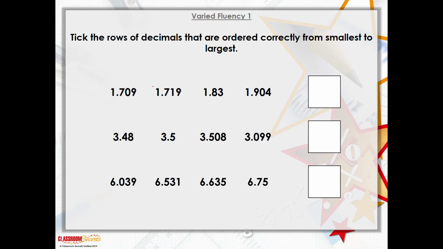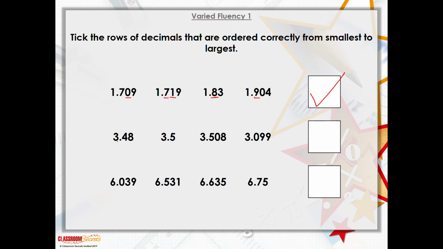1.70. In this number here, we've got 1.71. Is 0 smaller than 1? Yes, it is. So this digit here in my hundredths column is smaller than that one. So 1.709 is smaller than 1.719, and 1.719 is smaller than 1.83, because we knew that from looking in the tenths column, and 1.83 is smaller than 1.904. So that one is ordered correctly.